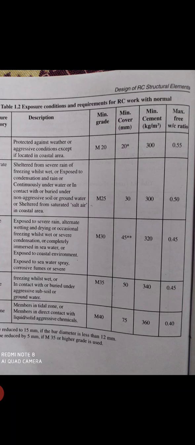So the minimum grade of concrete we have to provide in that locality is M25. The minimum cover has to be 30, the minimum cement content remains the same at 300, and the water cement ratio we have to keep is 0.50.